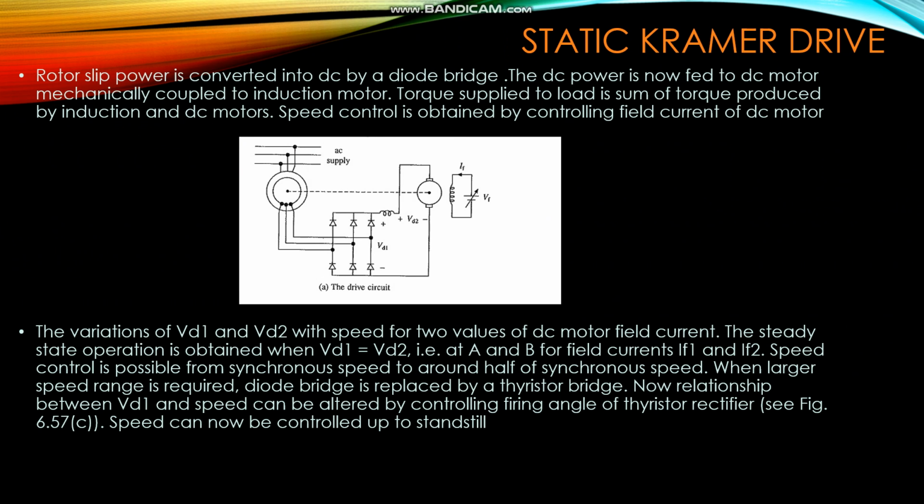Rotor slip power is converted into DC by the diode rectifier. The rectified power is then fed to the DC motor, which is mechanically coupled to the induction motor. The torque supplied is the sum of the torques produced by the induction motor and the DC motor. Speed control is obtained by controlling the field current of the DC motor. The variation of Vd1 and Vd2 with speed is shown for two values of DC motor field current. The steady state operation is obtained when Vd1 is equal to Vd2, at A and B, for the two field currents.